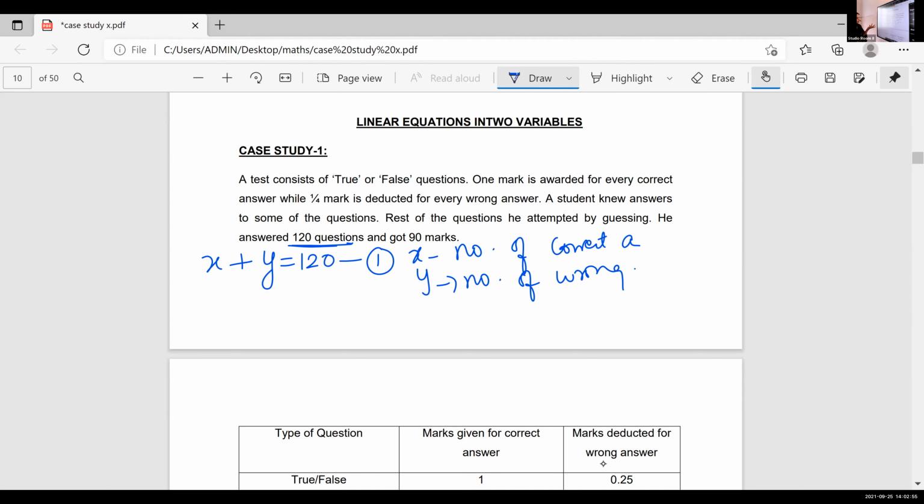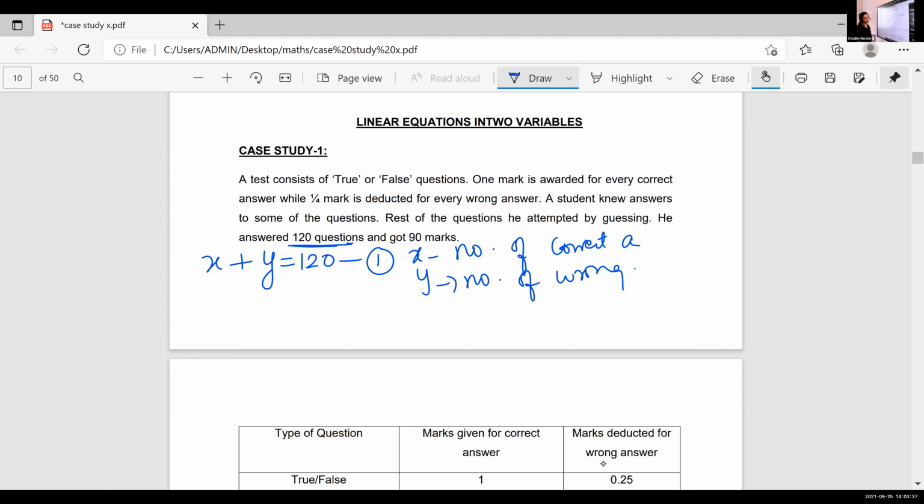Suppose we don't know the number of correct questions he answered. Number of correct answers we are taking as x, number of wrong answers we take as y. Total, he has answered 120 questions. So x plus y is 120. And look at the marks. She got 90 marks. So what is the second equation? For each correct question, 1 mark will be given, and for each wrong answer, half a mark will be reduced. Is it half? No, not half, children. 1/4. That is 0.25 is reduced.